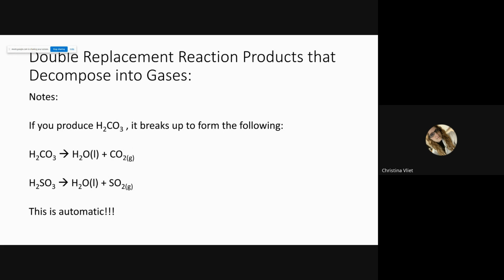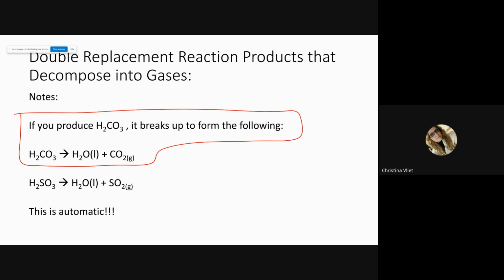In double replacement reactions, there are specifically two different compounds that you can make that decompose into gases. There's one that I know Cambridge tests, so I would write this one down. Because I know that Cambridge tests this, this can show up on a quiz or a test.